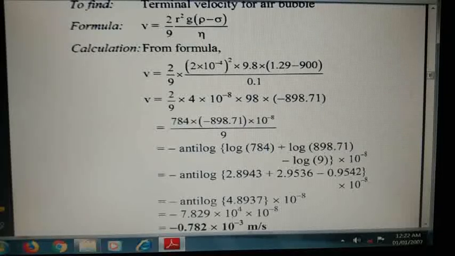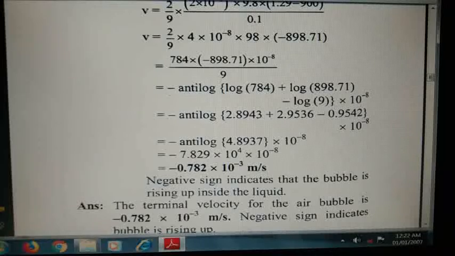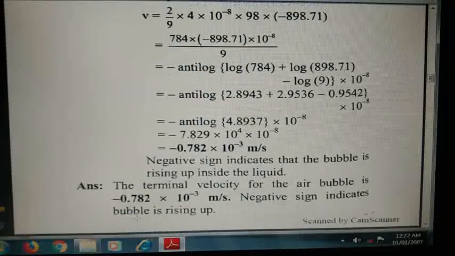So we write here 10 to the power 4 multiplied by 10 to the power minus 8. When we shift this decimal to the left-hand side, it is equal to 10 to the power 5, 5 minus 8, that is equal to 10 to the power minus 3. So our answer is minus 0.782 multiplied by 10 to the power minus 3 meter per second. The negative sign indicates that the bubble is rising up inside the liquid. So the terminal velocity for the air bubble is minus 0.782 into 10 to the power minus 3 meter per second, and the negative sign indicates that the bubble is rising up.